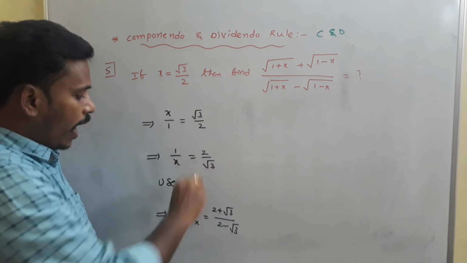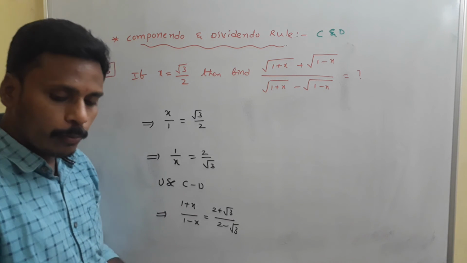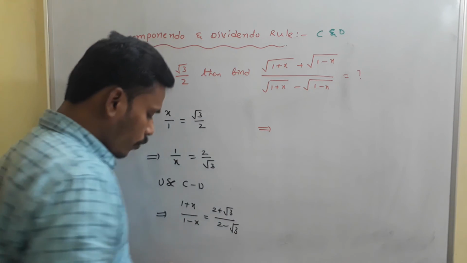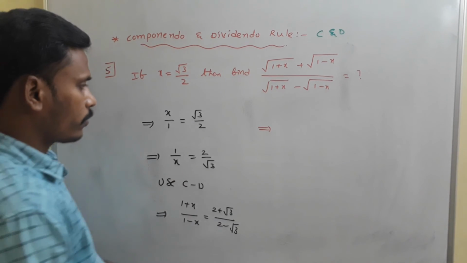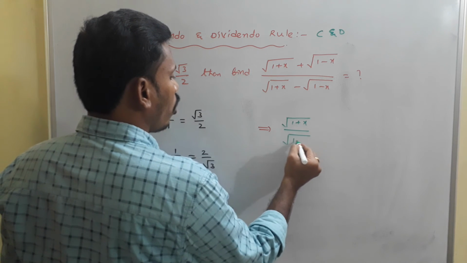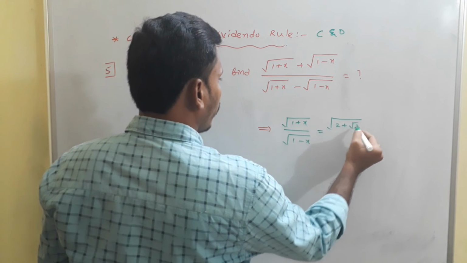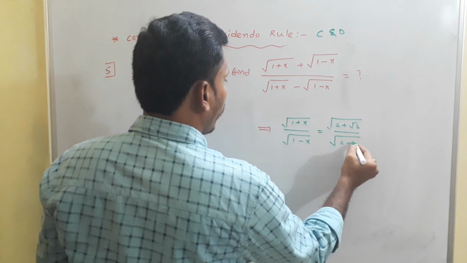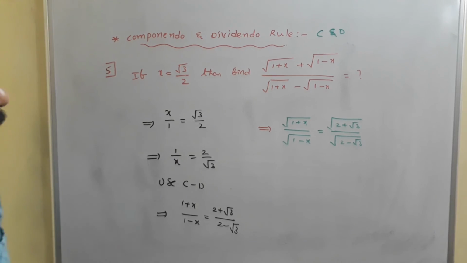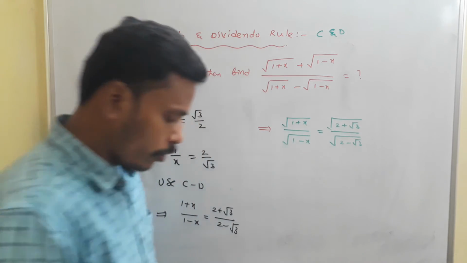But on this side, I need root 1 plus x and root 1 minus x, but I have 1 plus x and 1 minus x. You just apply root on both sides. If you apply root on both sides, what will you get? Root of 1 plus x divided by root of 1 minus x is equal to root of 2 plus root 3 divided by root of 2 minus root 3. Just observe very carefully. To complete the problem, we need to find out this root of 2 plus root 3 value.